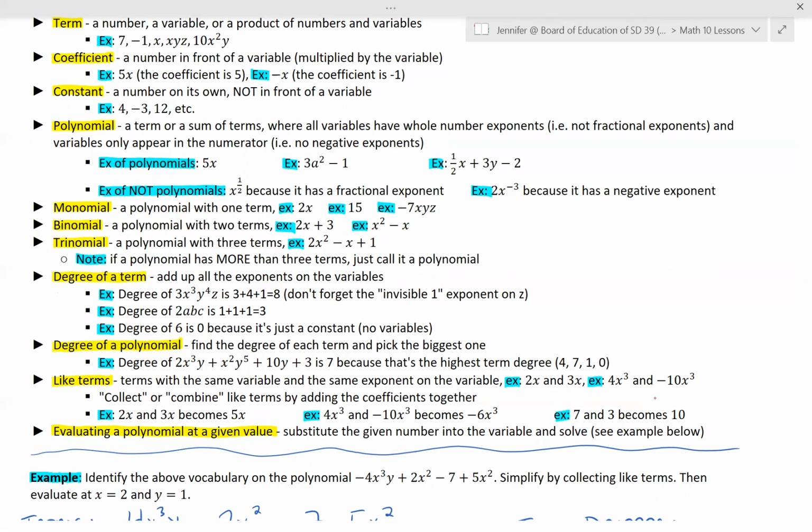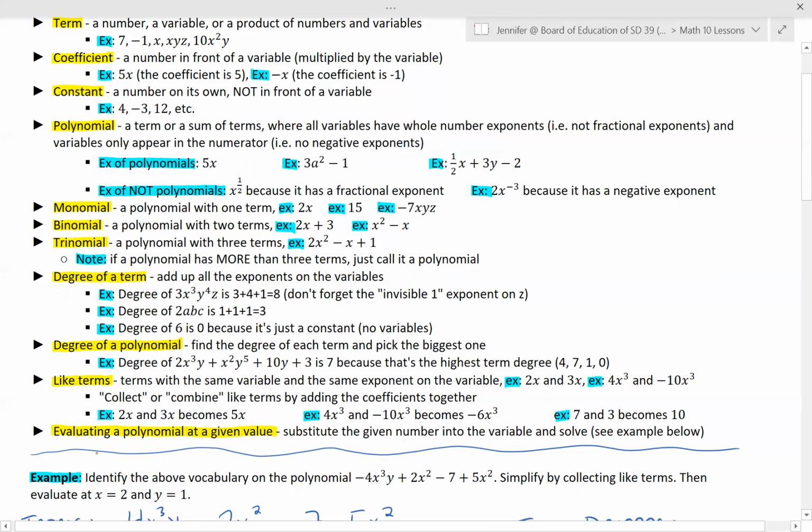We can collect or combine our like terms by adding the coefficients together. So 2x and 3x gets combined to give you 5x. You have 5 x's in total. 4x cubed and -10x cubed would be -6x cubed because we combined those coefficients. And then an easy one, 7 and 3, of course, just becomes 10.